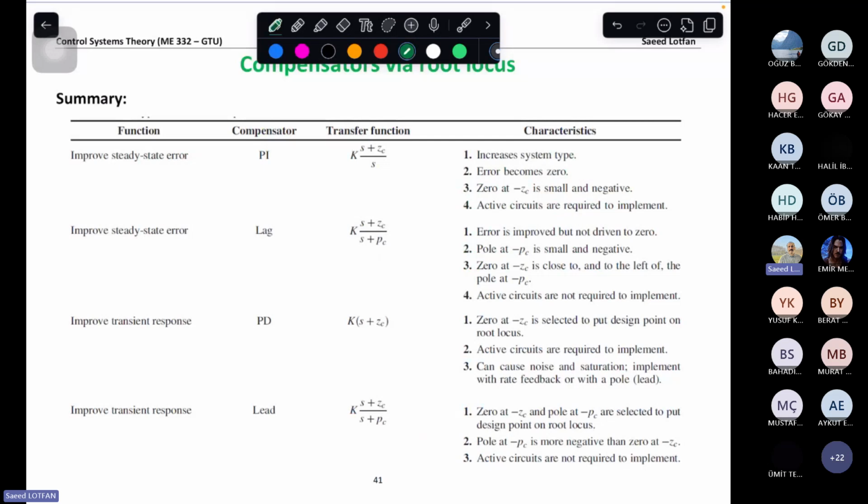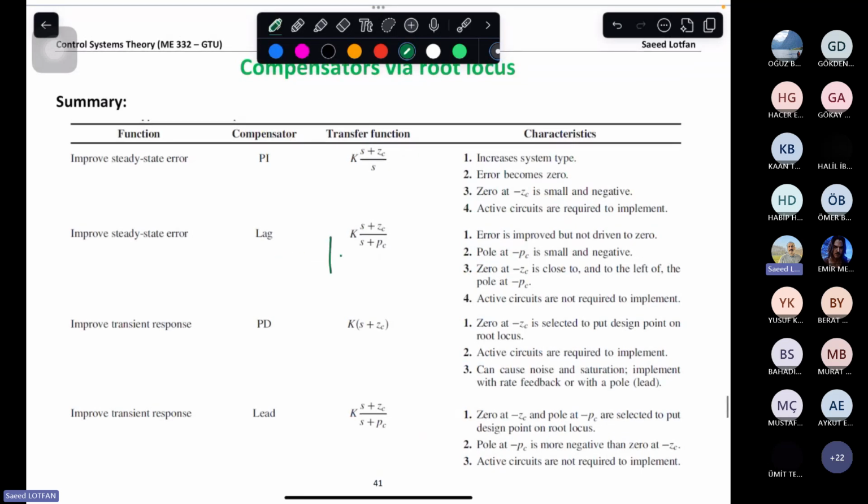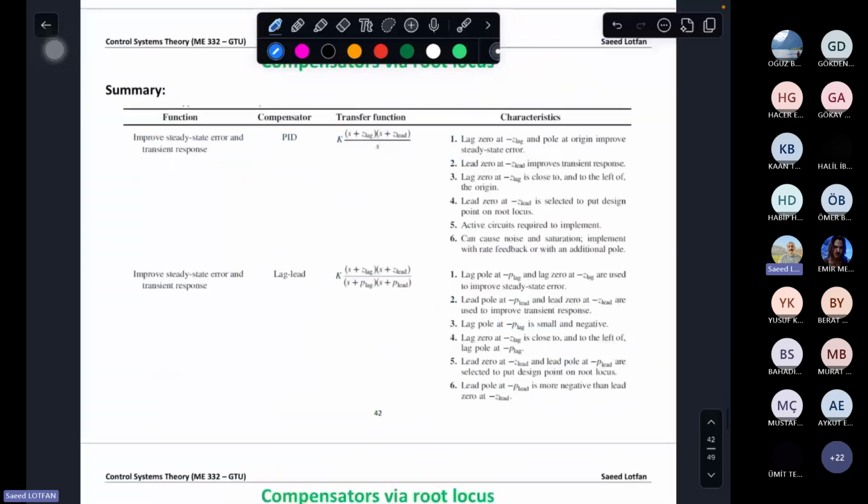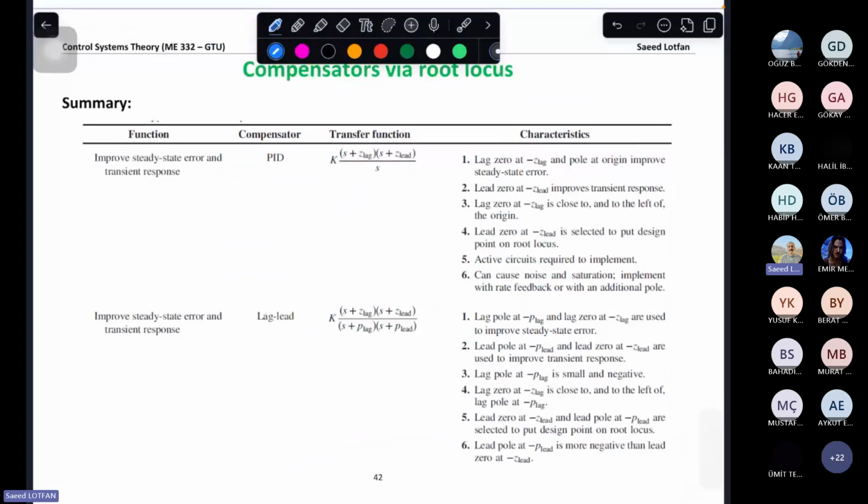But the difference is like, let me show the difference again here. This is like this way. This is like this way, okay? And this is the PID. So we have S plus Z, S plus another Z over S, and we have S plus Z over S plus P, S plus P. You will see it in so many examples inside the book, and also the examples we will have next week.